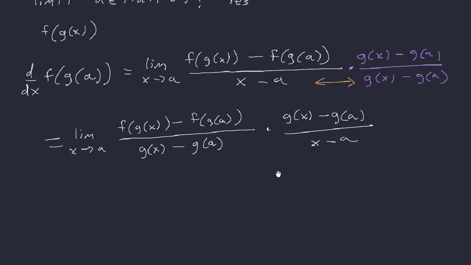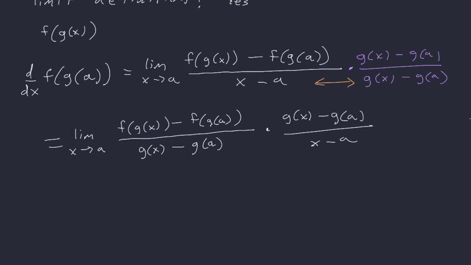Now, one thing to note is that as x goes to a, g of x goes to g of a. And again, I didn't put a bunch of conditions here. We're assuming that everything's differentiable and nice and what have you.